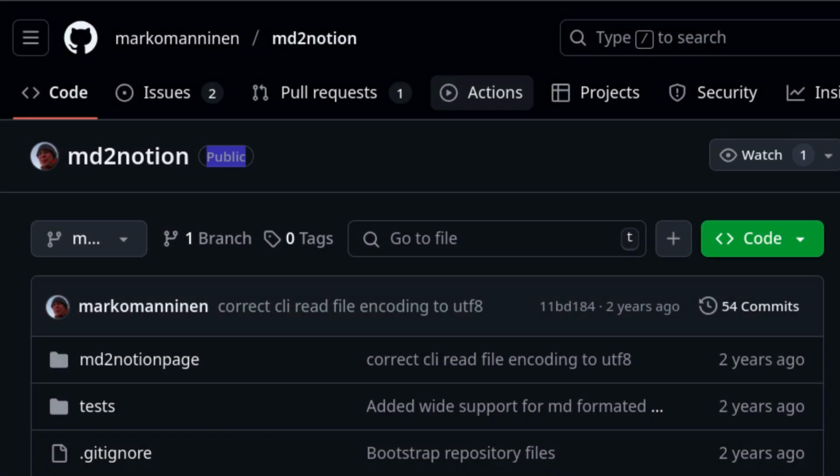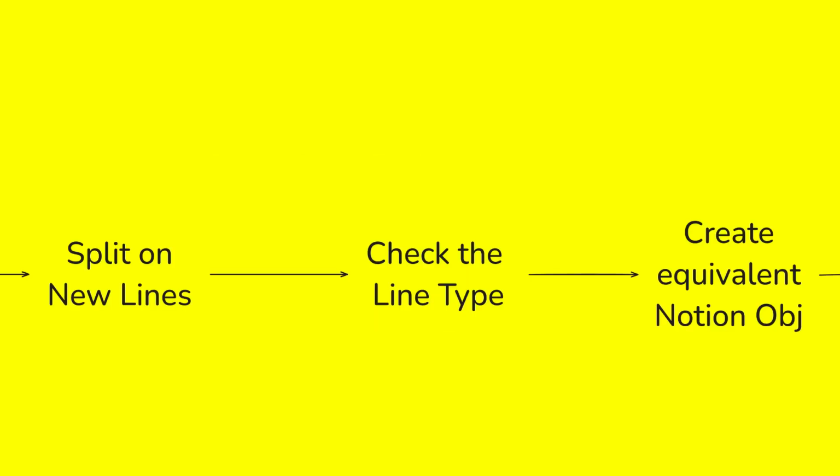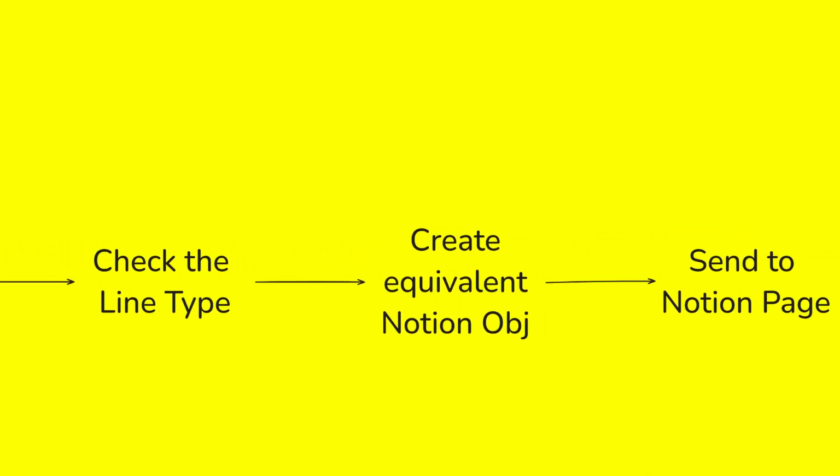If you visit the MD2 Notion page codebase and review the parse MD function, you will find that it splits the Markdown data, finds what type of Markdown it is, creates the Notion page object, and returns it to Notion client, which sends it to Notion page.